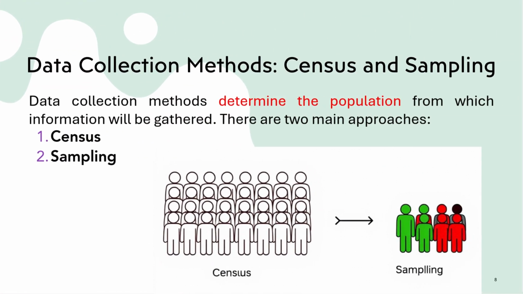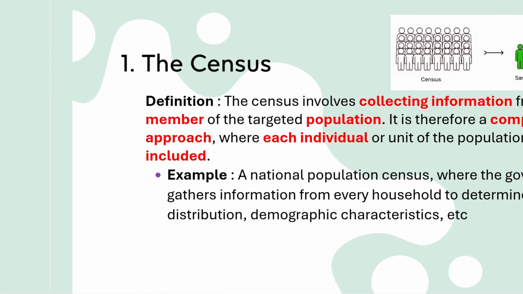Data collection methods determine the population from which information will be gathered. There are two main approaches, census and sampling. As explained here in this image, census goes about gathering data from the whole population, whereas sampling gathers information just from a group of people called a sample.